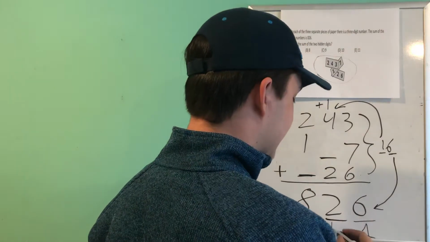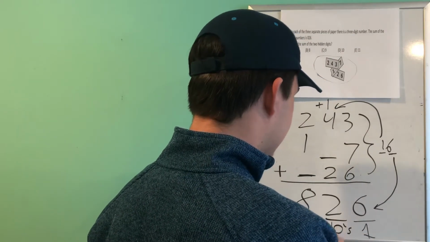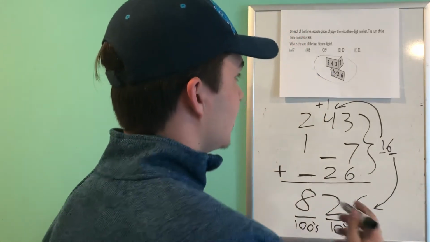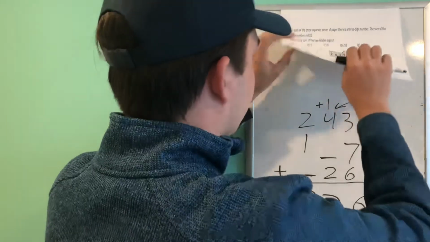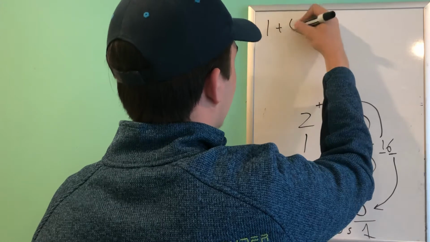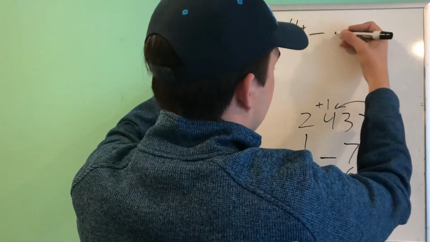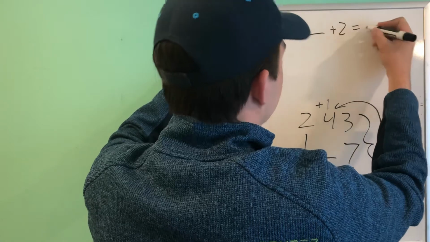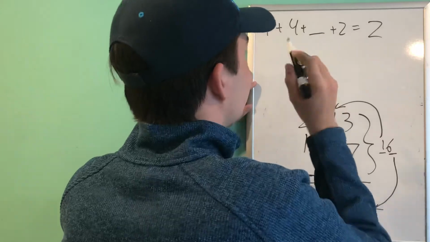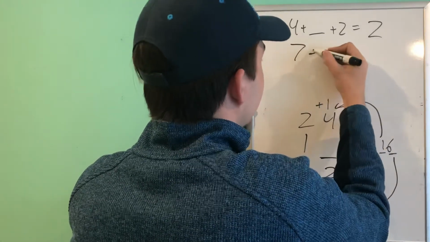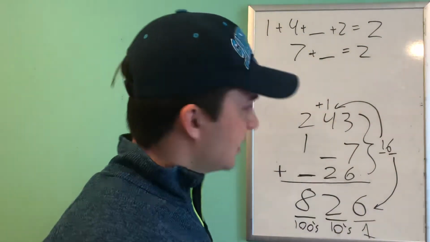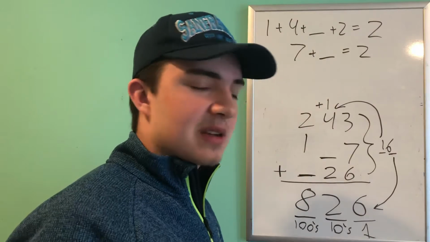And then this, that means that this is the tens, and this is the hundreds. So now we have the 3 tens. We have, let me take this off just so we have more space. We have 1 plus 4 plus the blank plus 2 is equal to 2, right? Now let's add these 3 numbers that we know together. 1 plus 4 is 5. 5 plus 2 is 7. So 7 plus the number is equal to 2. Now wait a second. That's kind of weird, right? Because 7 is bigger than 2. How are you going to do that?